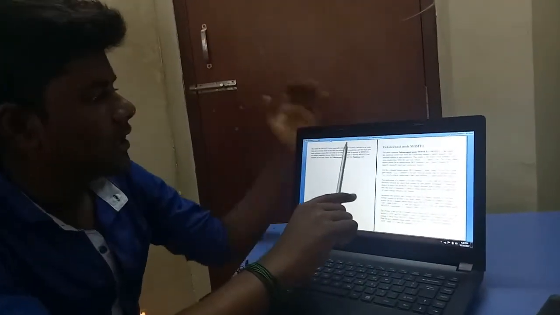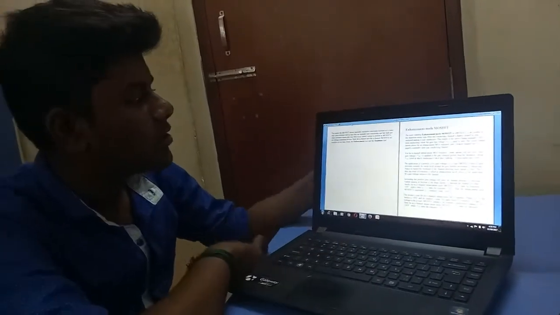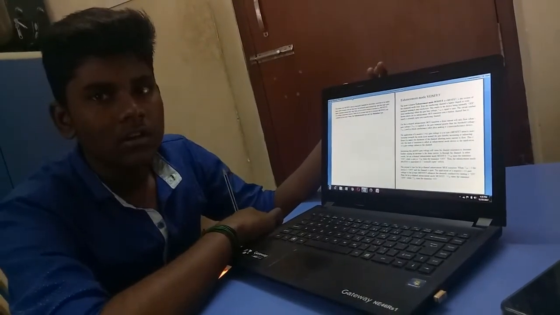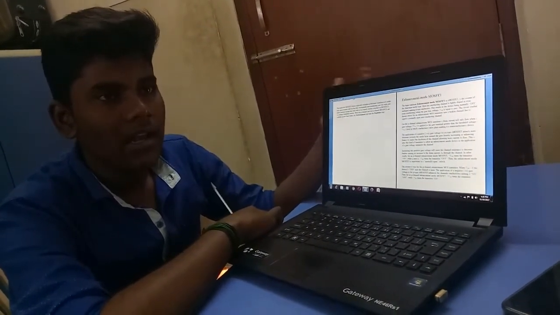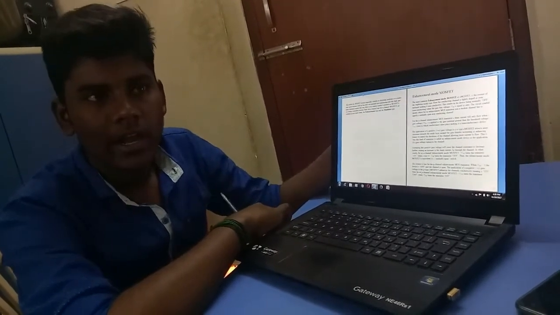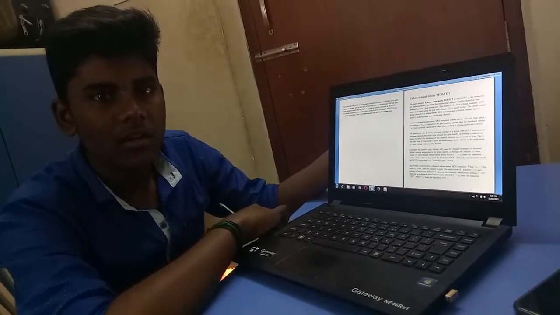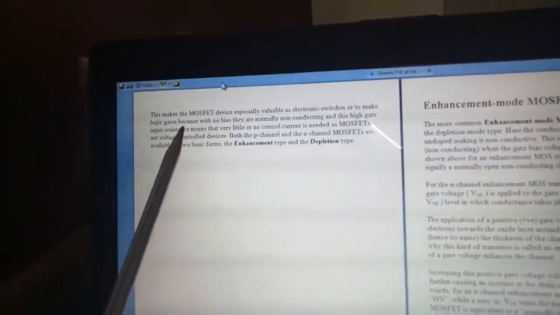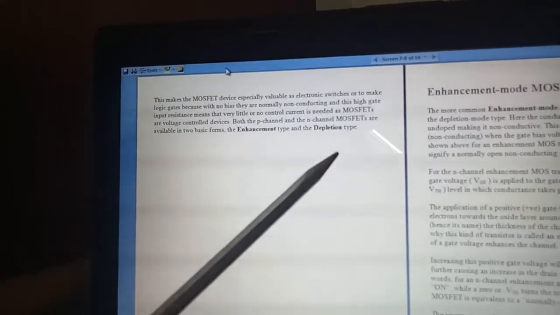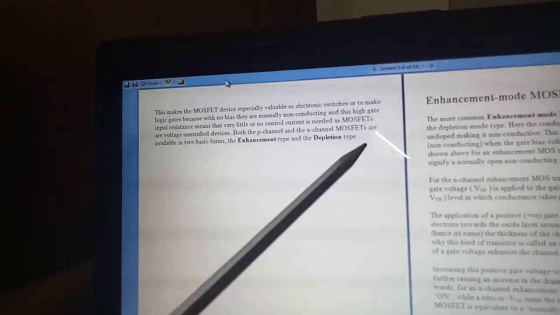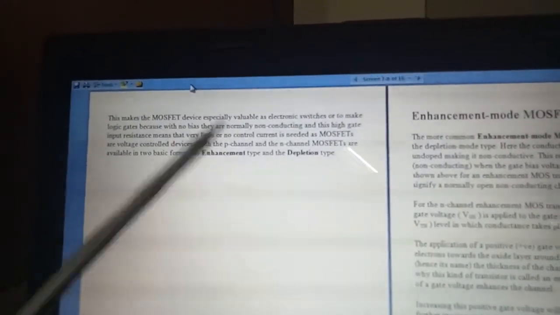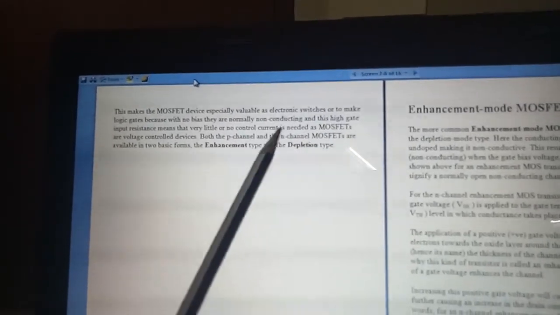This makes the MOSFET device especially valuable as electronic switches or to make logic gates. These MOSFETs are used to make logic gates. The negative and positive charges are there, and the NPN transistor and PNP transistor are also there in the MOSFET. High input resistance means that very little or no control current is needed. MOSFETs are available in two basic forms, enhancement type and depletion type.